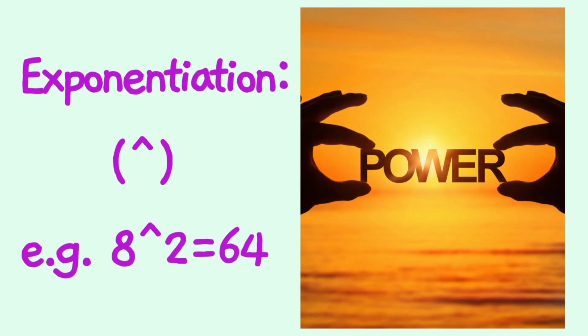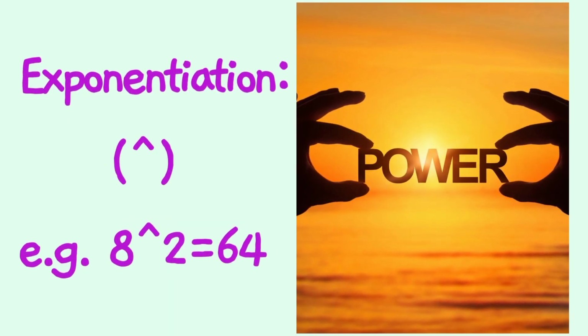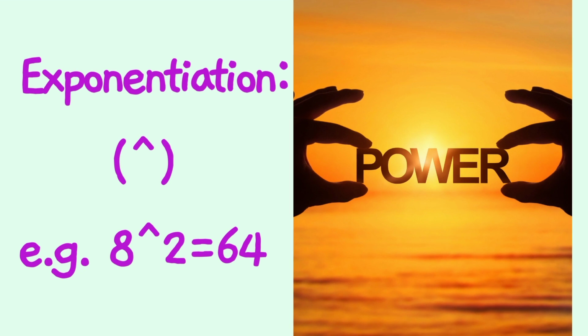Another beautiful symbol is what we call the exponentiation, as you can see on the display. For example, if I write 8 exponential 2, it means 8 raised to power 2, which means that 8 is multiplying itself twice. That means 8 times 8. And what is the result? 64.